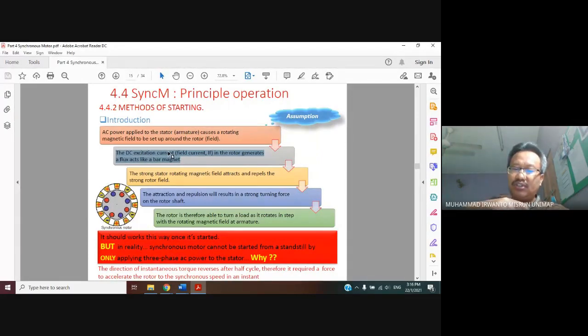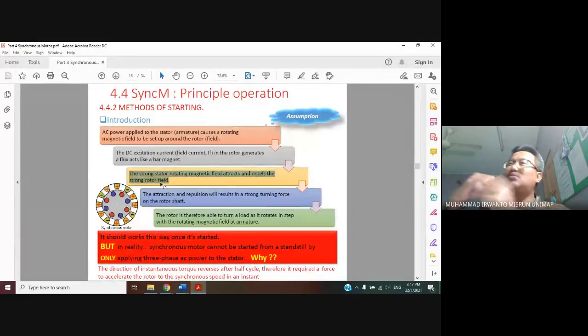Because the rotor is constructed with salient poles like bar magnets, we have positive and negative poles, depending on the number of poles. Like a bar magnet. This bar magnet we can call the salient pole. Okay, and then the strong stator rotating magnetic field attracts and repels the strong rotor field.